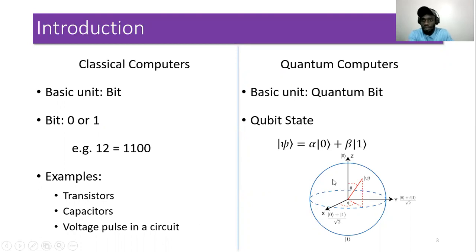I would also like to talk about quantum computers. In quantum computers, the basic unit of information is the quantum bit. The quantum bit, also known as the qubit, can exist in a coherent superposition of a state 0 and a state 1. What this means is that a qubit can simultaneously be a 0 and 1 with different probabilities or the same. This is a pictorial representation of the different states that a qubit can exist in.